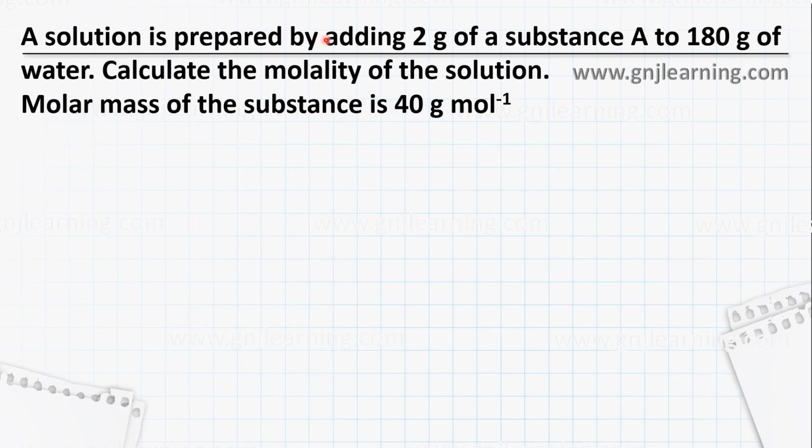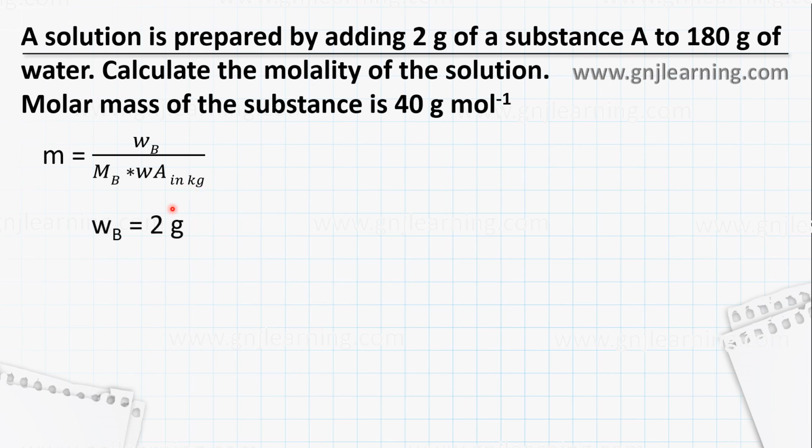A solution is prepared by adding 2 gram of substance A to 180 gram of water. So we have a solute whose mass is 2 gram, and it is added to water, which is the solvent, that is 180 grams. Calculate molality of the solution. Molar mass of the substance A is given, that is 40 gram per mole. So we have the formula, that is m is equal to WB divided by molar mass of solute into mass of solvent, that is 180 gram of water, but it is in gram, and we have to do this in kilogram.